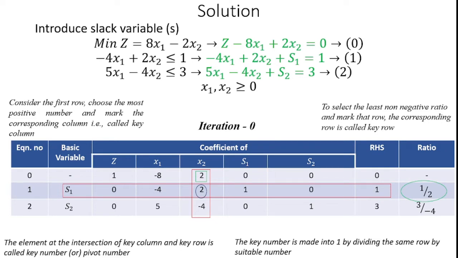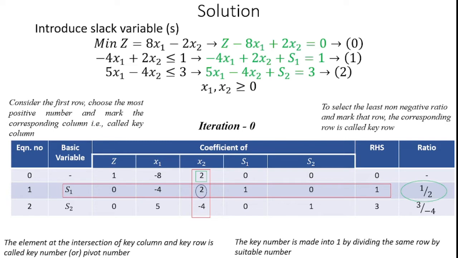Here I introduce the slack variable s2 with that equation, and then I convert that inequality into an equality constraint equation. Here you see 5x1 minus 4x2 plus s2 equals 3. Likewise, I convert this inequality constraint to an equality constraint with the introduction of a slack variable into constraint equation 2. And then how can we identify equation 0, which is the objective function?